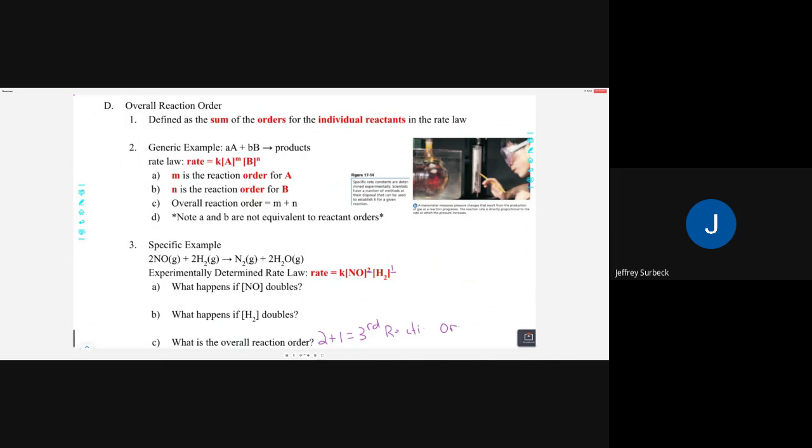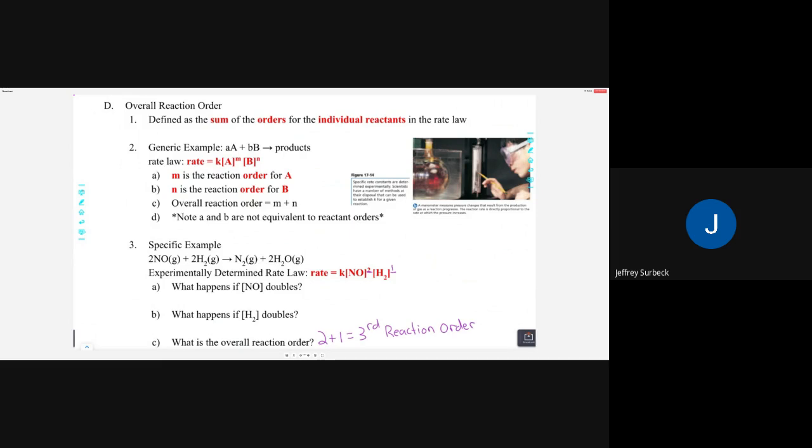Now let's think about this. We're just going to break it down one substance at a time, and we'll keep going backwards here. Question B says, what happens if H2 doubles? Well, let's say we went from 1 to 2. I'm going to blank out everything else behind or to the left of H2.